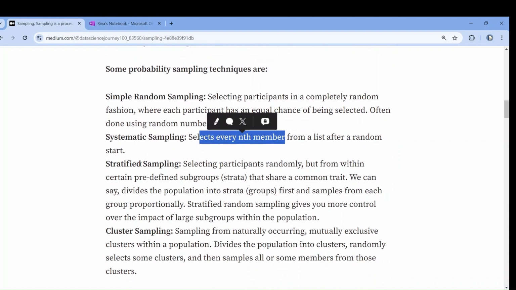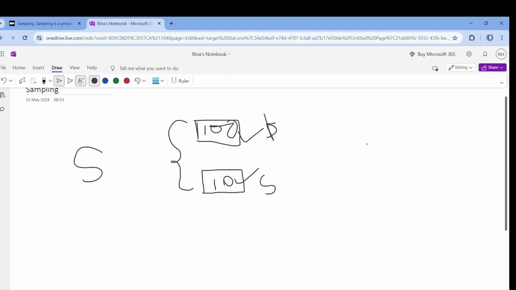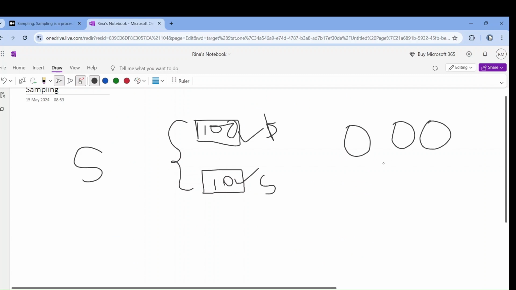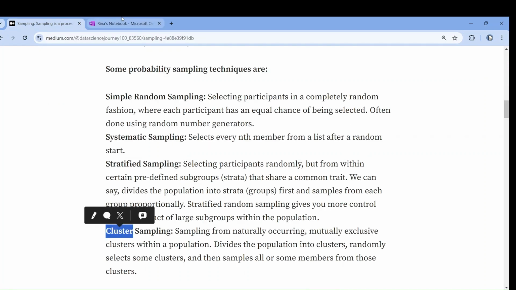Okay. Now the third one is stratified sampling, cluster sampling. Stratified and cluster, that means you have 100 students. So first you create 10 groups of 10 people. Okay. And you make clusters of 10. Okay. So every cluster contains 10 people. 10 into 10, total 100 people. Fine. Now what is cluster sampling and what is stratified sampling?